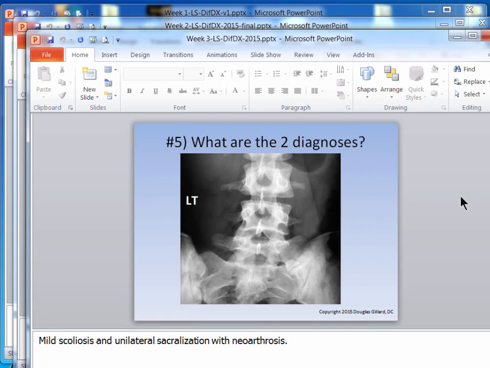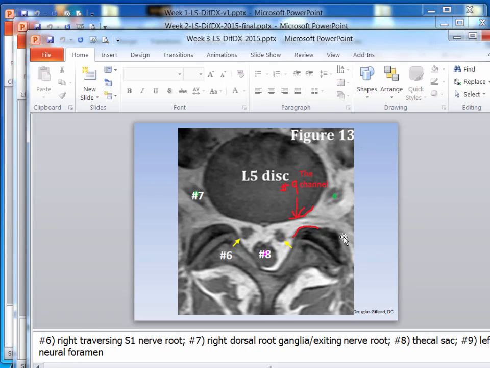You know what that is. Don't forget, that's a neoarthrosis, sacralization with a neoarthrosis. We talked about that. A new joint has been formed. Don't forget that. Neuroforamen, right? Neuroforamen is right there. This is extraforaminal out here.